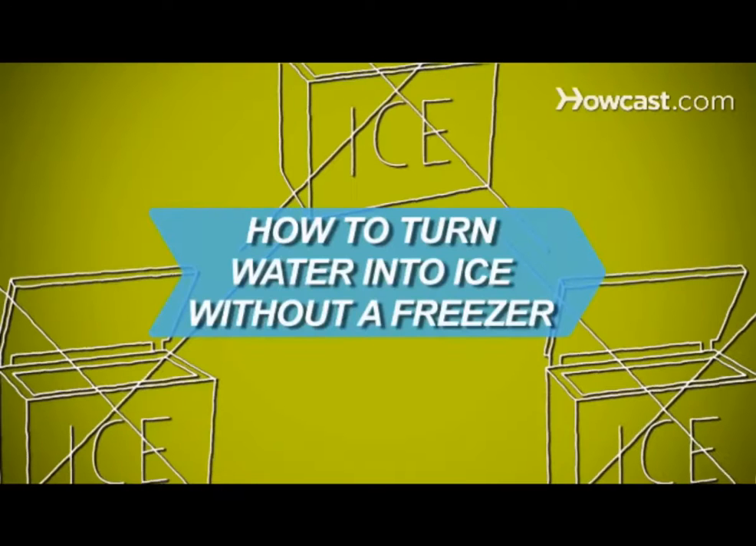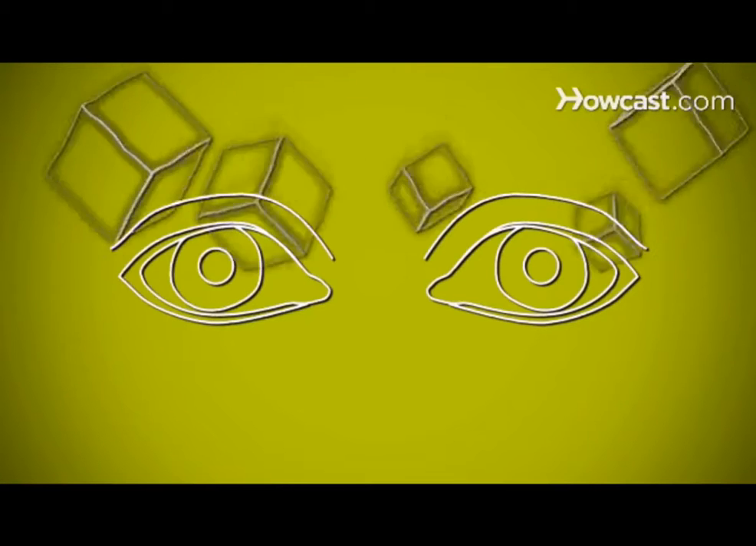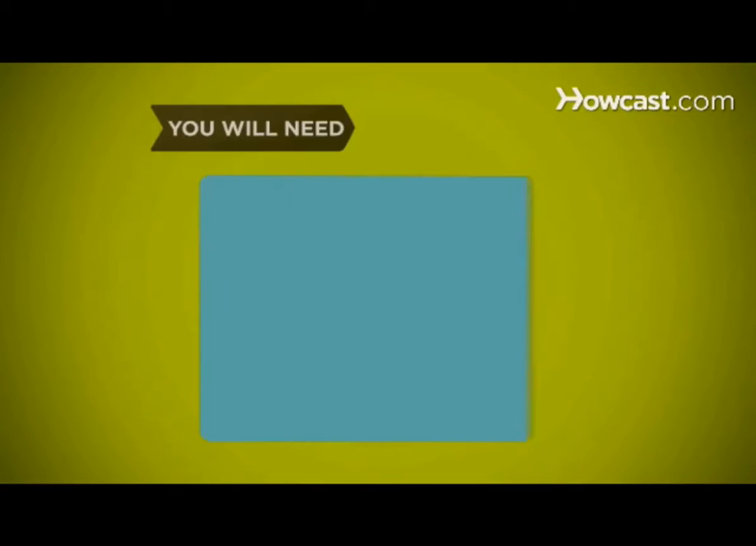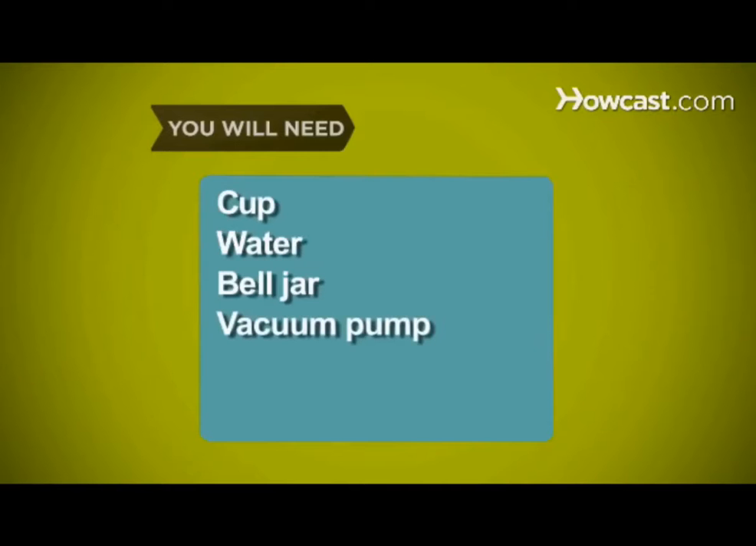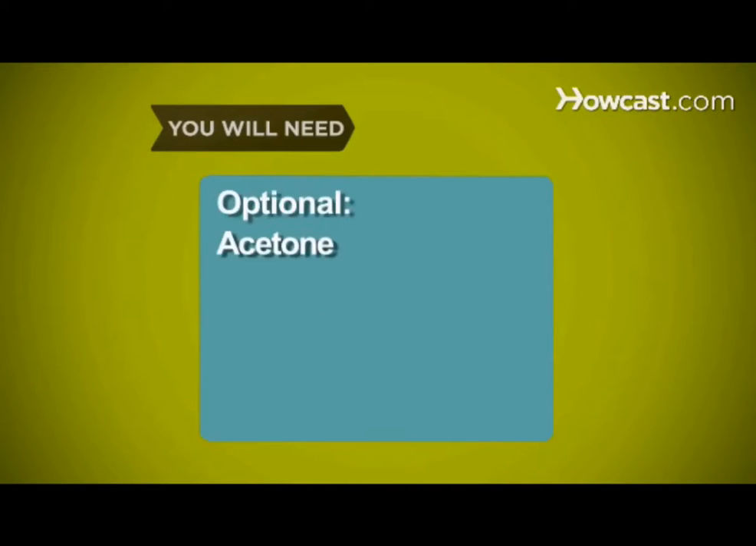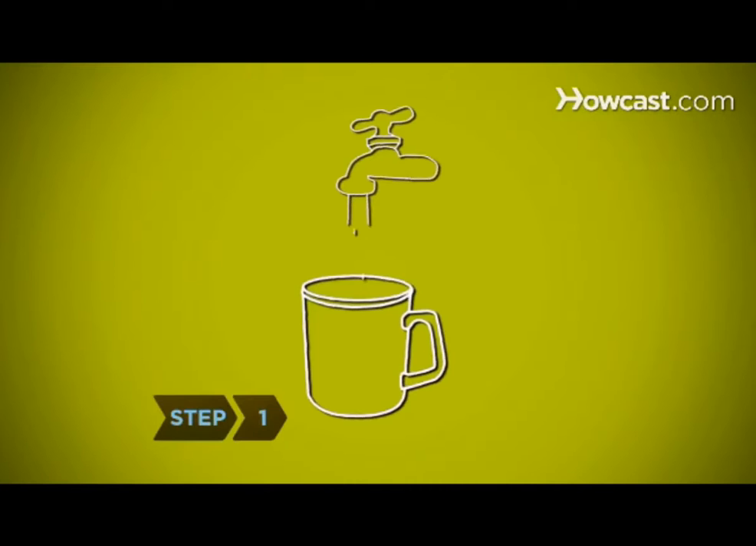How to turn water into ice without a freezer. See water freeze before your eyes with the magic of physics. You will need a cup, water, a bell jar, and a vacuum pump. Optional, acetone. Step 1. Fill the cup with water.